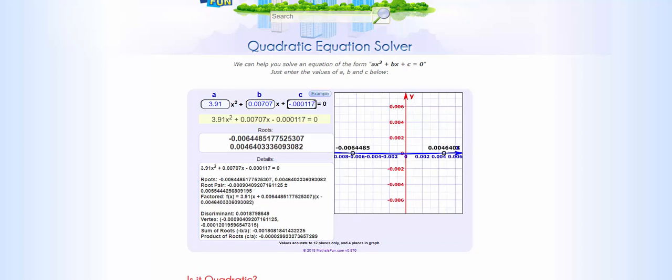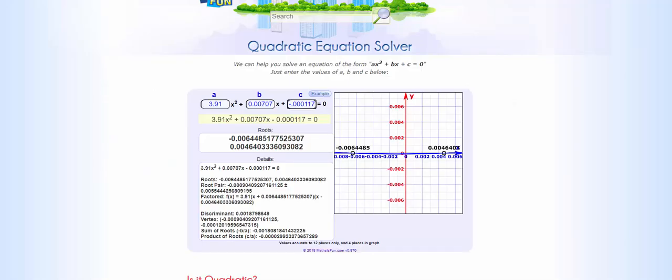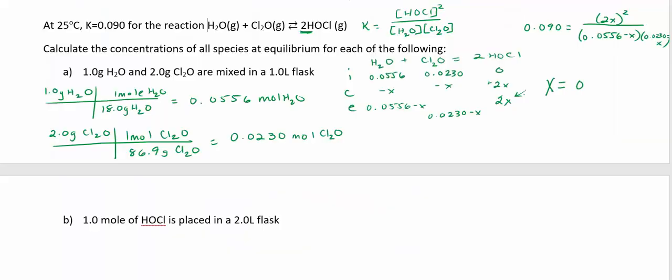So then we have our roots, we have our values. So x is either a negative 0.00644 or a positive 0.0046. So going back to my original equation here, it can't be negative because we just can't have a negative concentration. So x is going to be equal to the positive value given here, 0.00464 capital M for molarity.